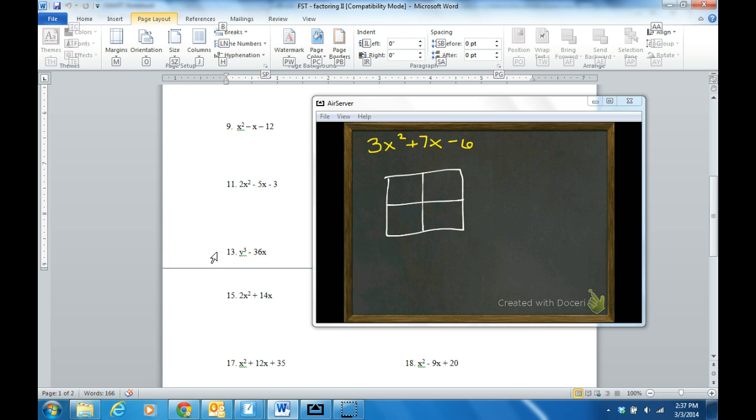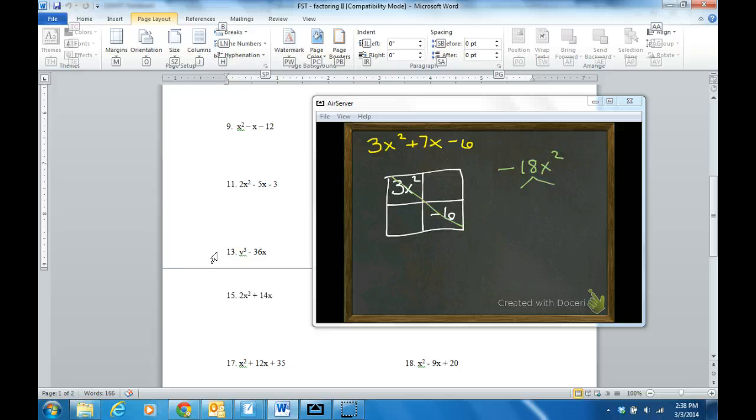All right. In the top left corner, what goes there? 3x squared. Okay, and what goes in the bottom right? Negative 6. So if I multiply these together, I'm going to get negative 18x squared. Okay? So we need to find some factors of negative 18x squared.